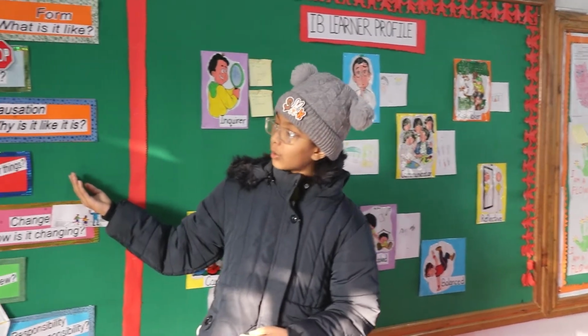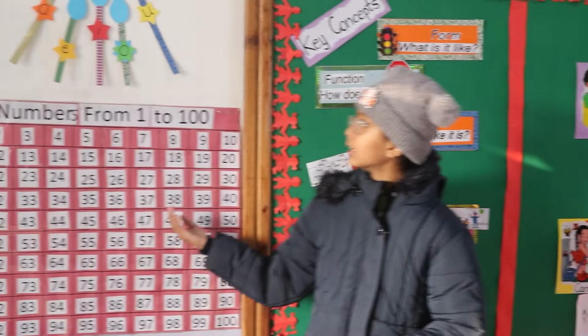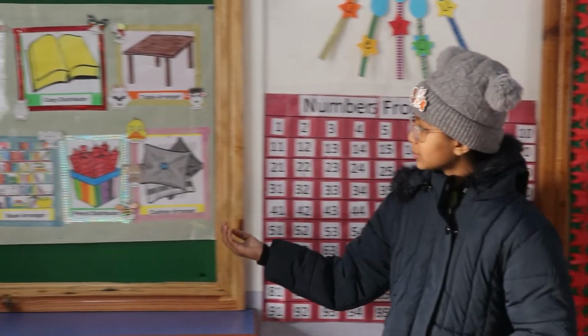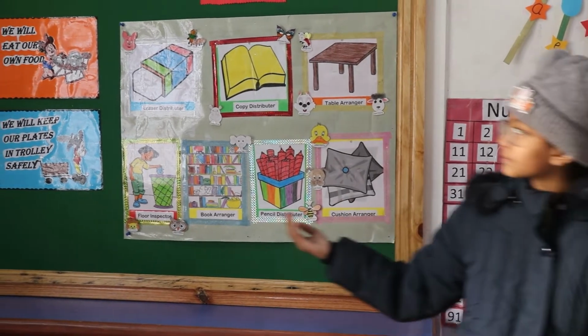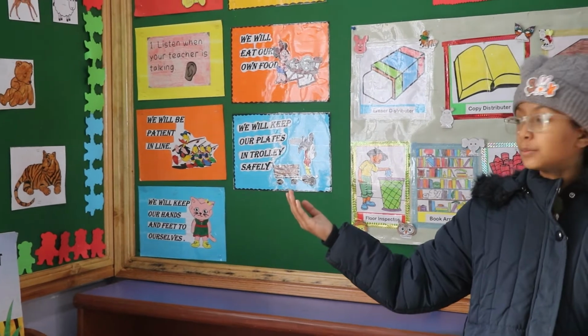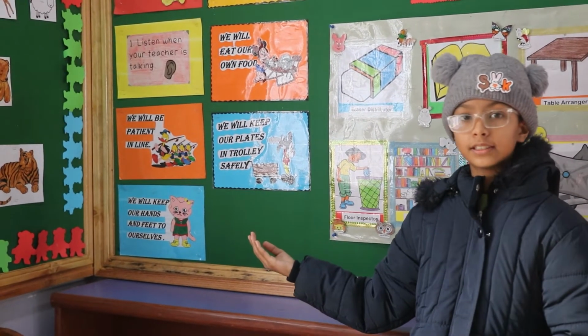This is key concepts. Here are some numbers that the learners can learn. In the next board, we can see job chart. Here are farm animals and wild animals photos according to the inquiry cycle or central idea.